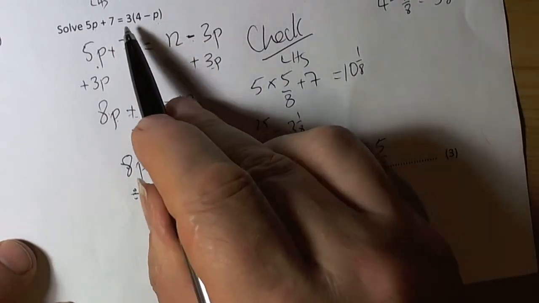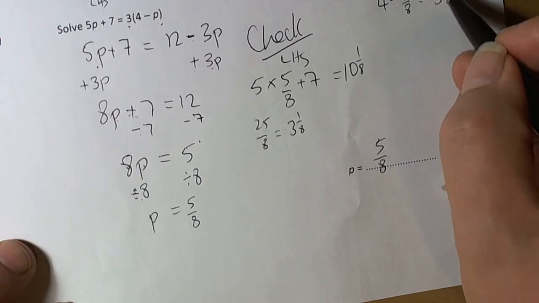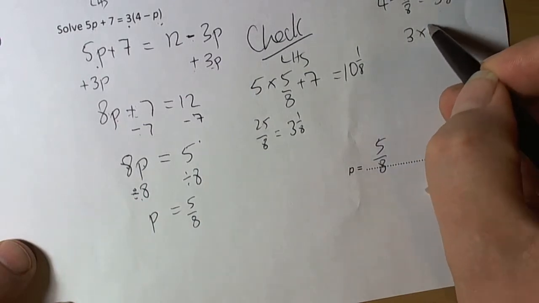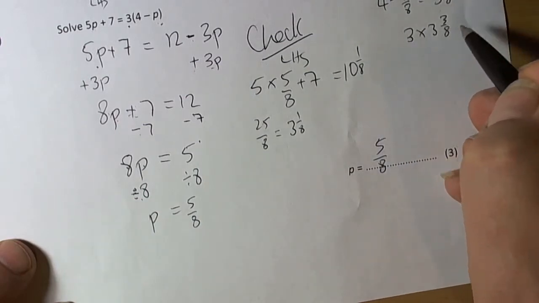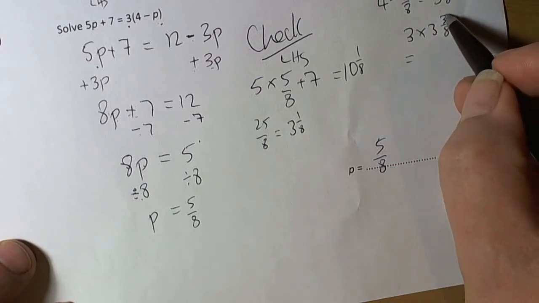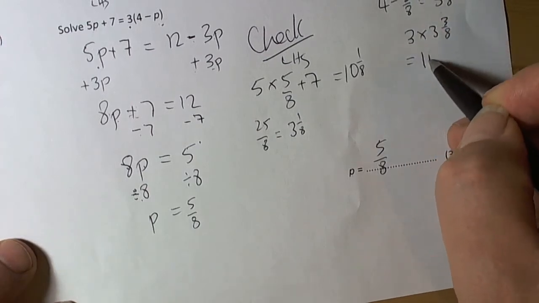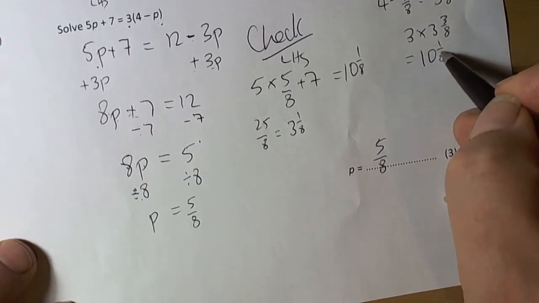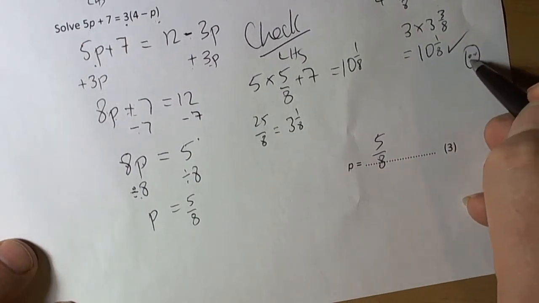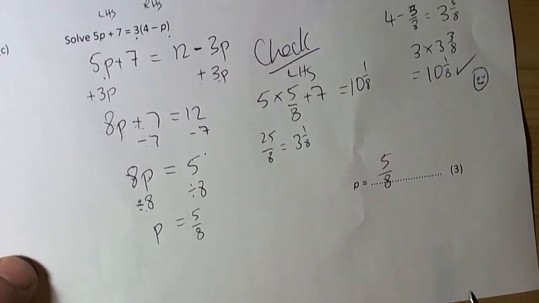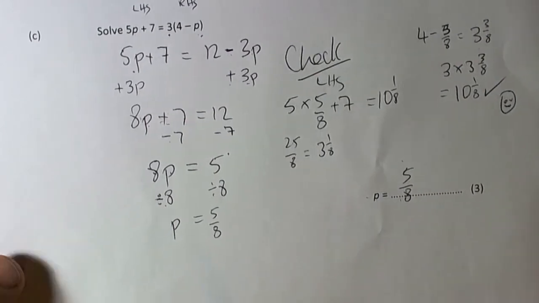And then the bracket says we're doing 3 of those, so we need 3 of those. So 3 times 3 and 3/8. Well, 3 times 3/8 is 9/8. That's the same as 1 and an eighth. 3 3s are 9, so this is 10 and 1/8. Again, happy days, the check works. So the answer here is 5/8.